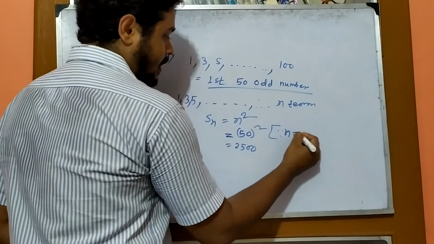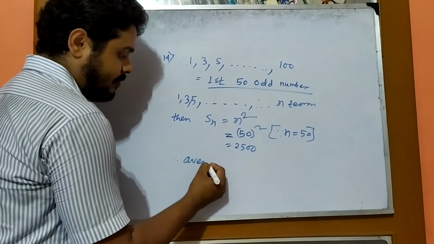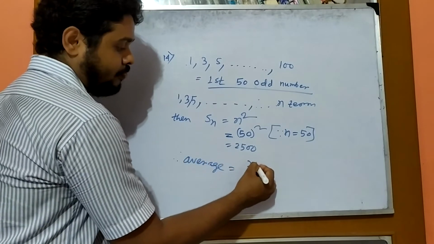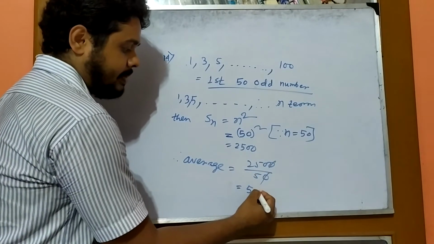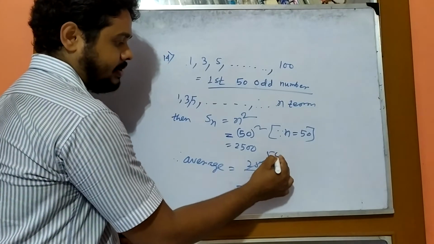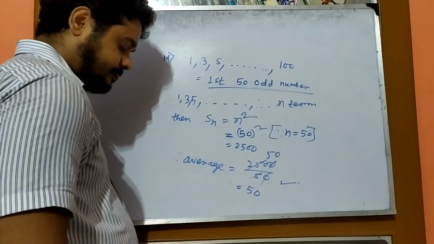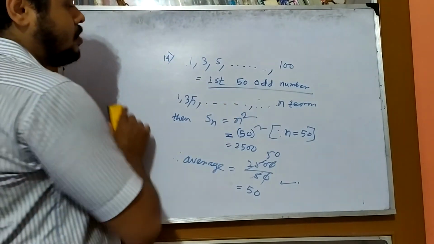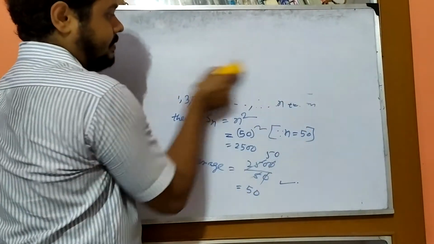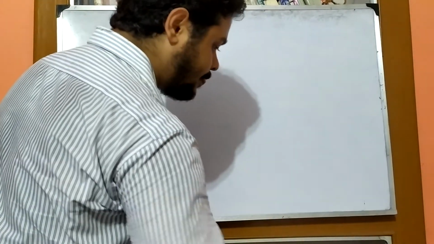Here the total number of odd terms is 50. Therefore, what is the average? Average is 2500 divided by the total number of terms, 50. So the answer is also 50. That is the answer of question number 14. Okay, now I am coming to question number 15. The last one is a good problem.